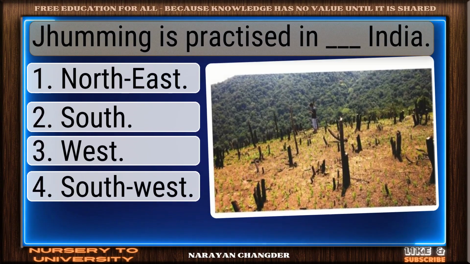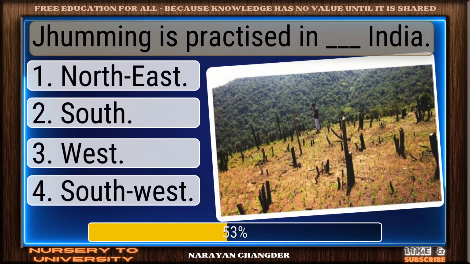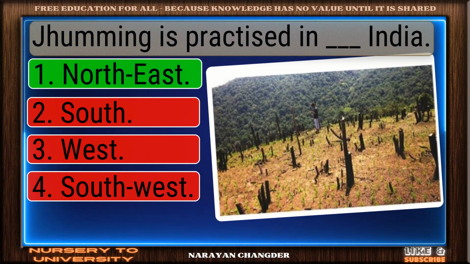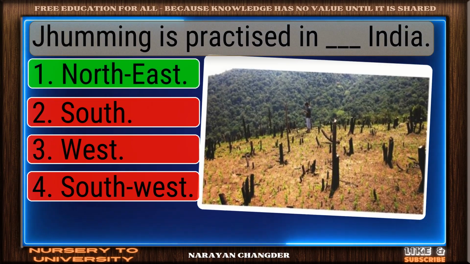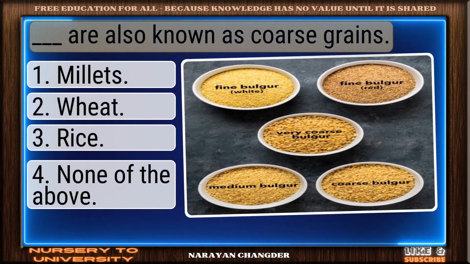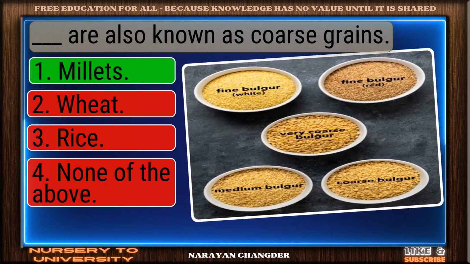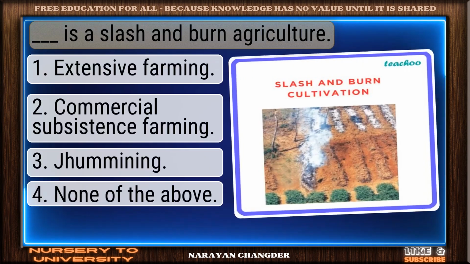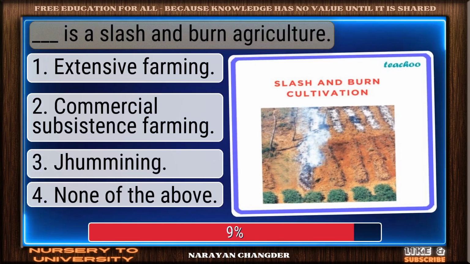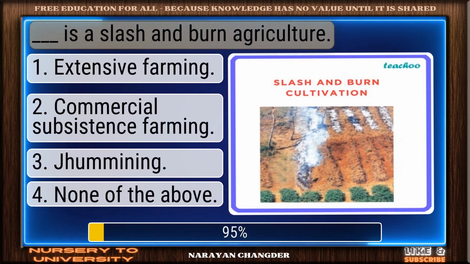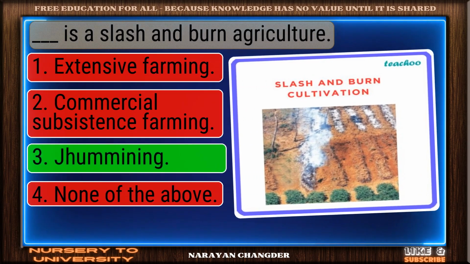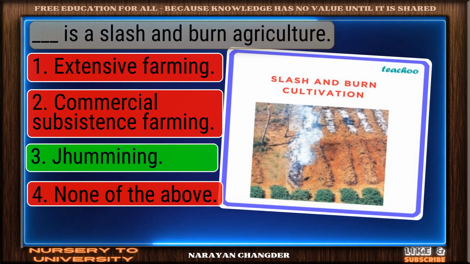Jhumming is practiced in dash India. You got it. Northeast fits. They are also known as coarse grains. Well picked. Millets is correct. Dash is a slash and burn agriculture. Great thinking. Jhumming is right.